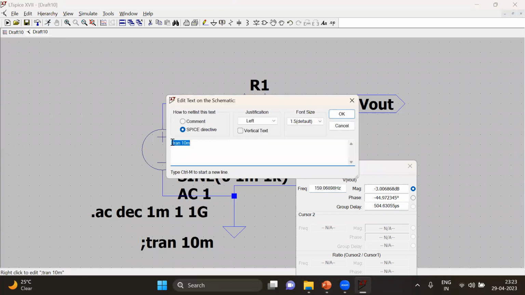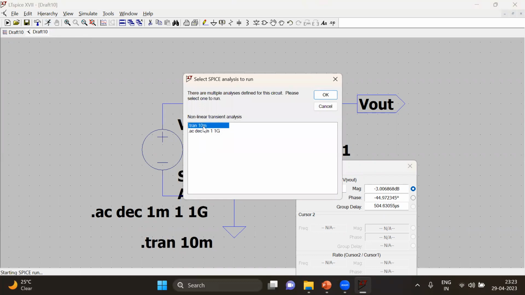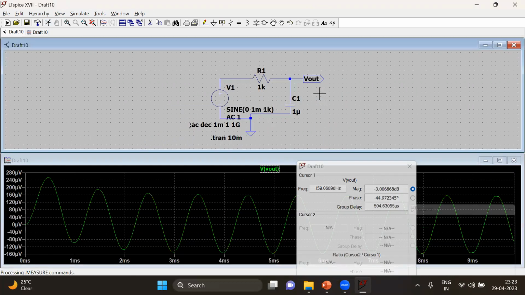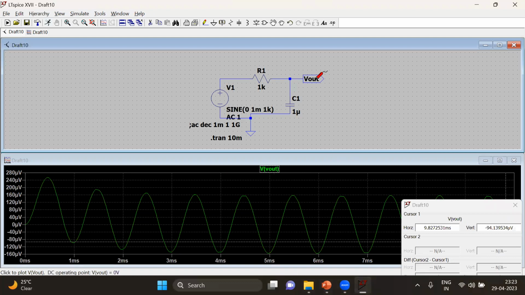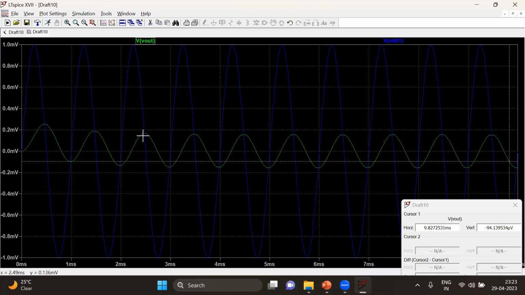Now to run this again and run this waveform, take this trans 10 milli, and now you will be able to run. Now you just plot the V out and V in as well. So you can see the peaks of this V out and V in are not matching. So there is some phase difference. That phase difference that we can see is almost 45 degrees or so.